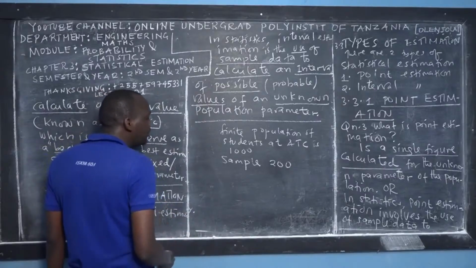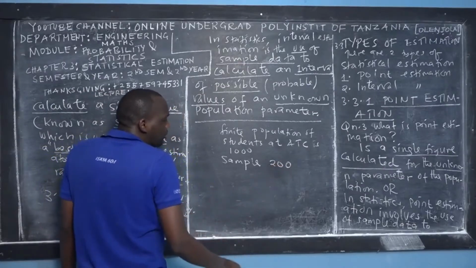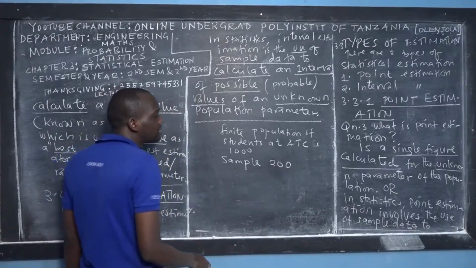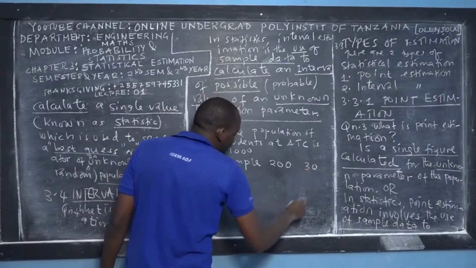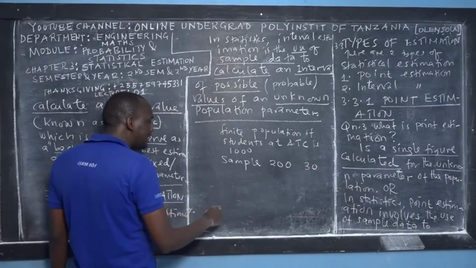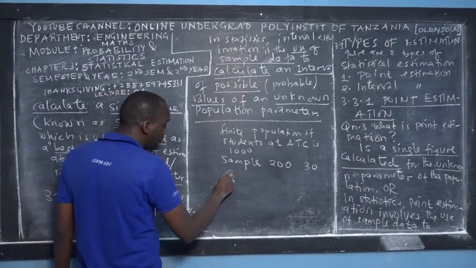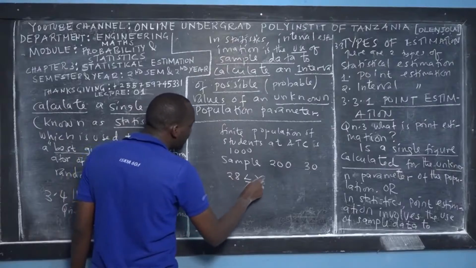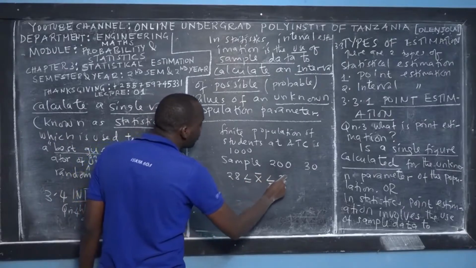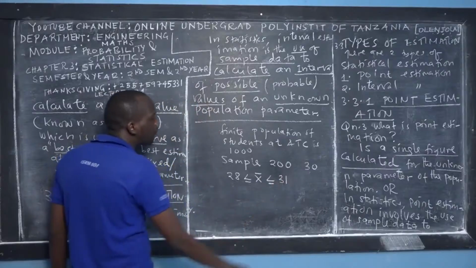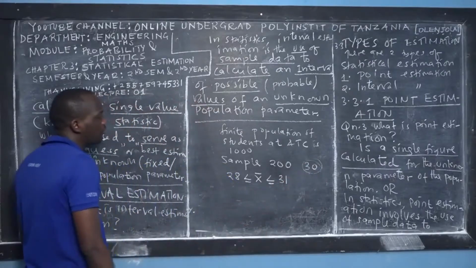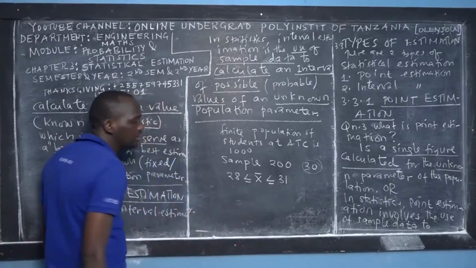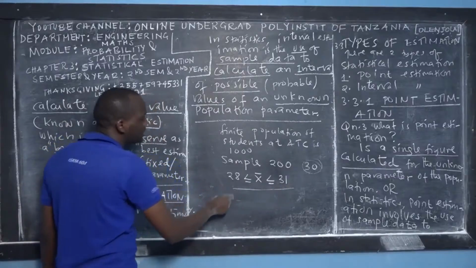So when I find the mean, for example, the mean of the students who are passing engineering mathematics in each semester, possibly the mean you can find is 30, for example. Then for the interval estimator we can say that 28 is less than or equal to the mean, and the mean is less than or equal to, let's say, 31. So you find that the actual mean of this population lies between the lower limit and the upper limit. So this is what we call the interval estimator.